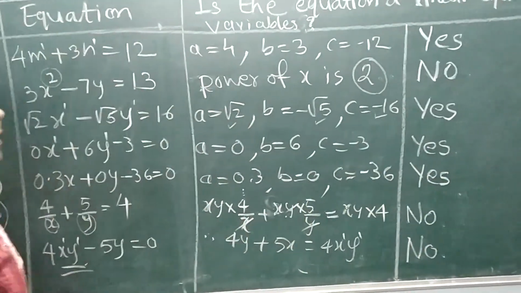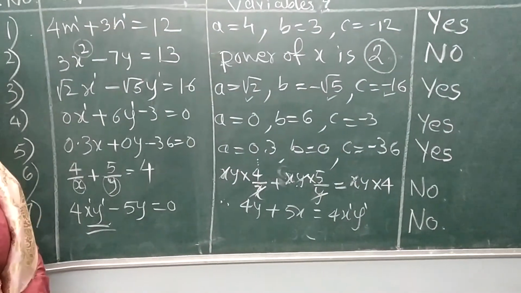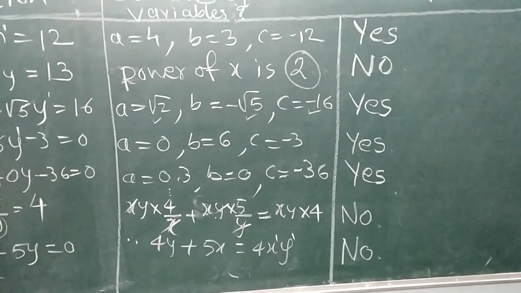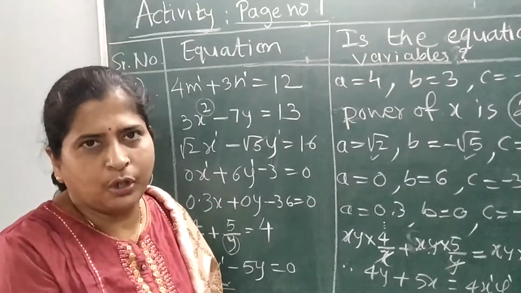So in this way we have to understand and we have to identify whether the given equation is a linear equation in two variables or not. Thank you.